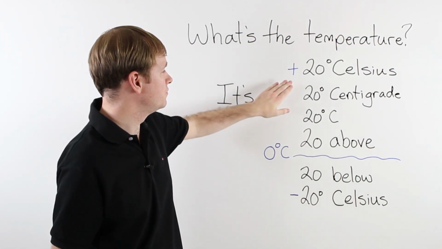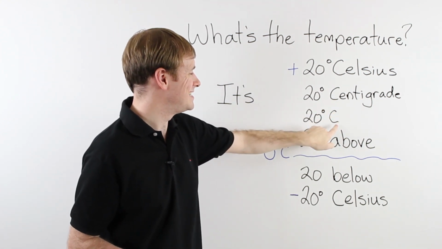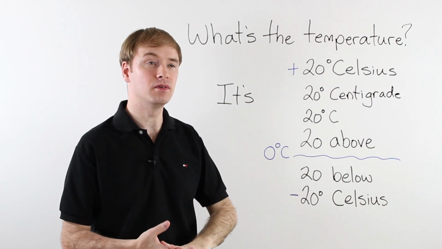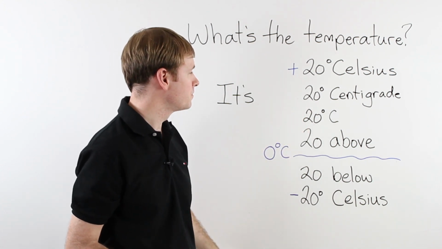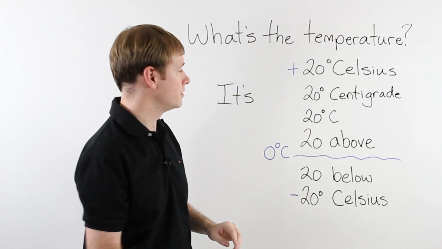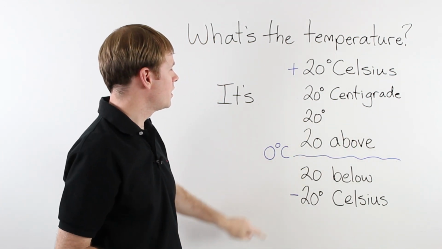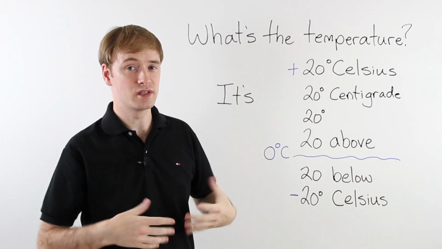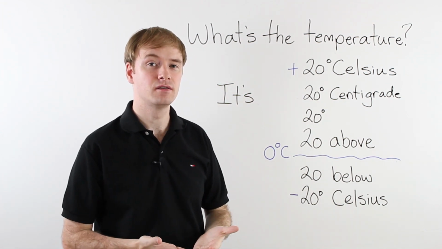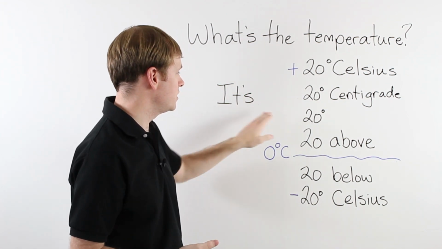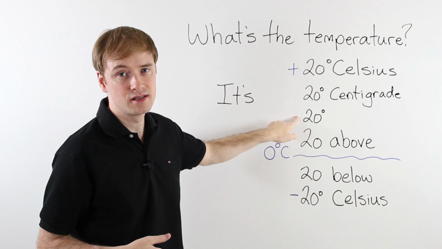All right, let's move to the next one. What's the temperature? It's 20 degrees C. Some people are going to shorten Celsius to just C. And actually, more common, we can shorten that more and cut that. And this is the most common way to express the temperature. What's the temperature? It's 20 degrees. So when people say it's 20 degrees, I know it's Celsius and I know it's plus.